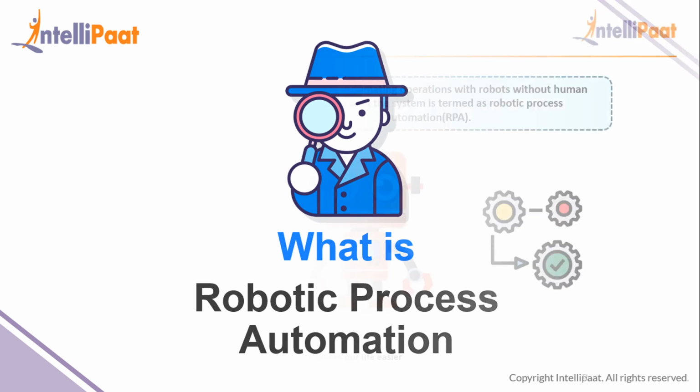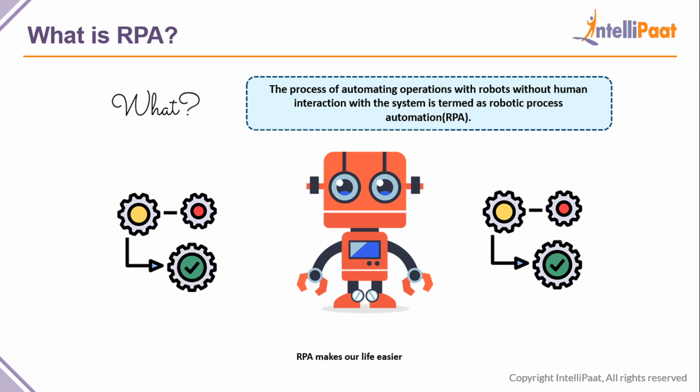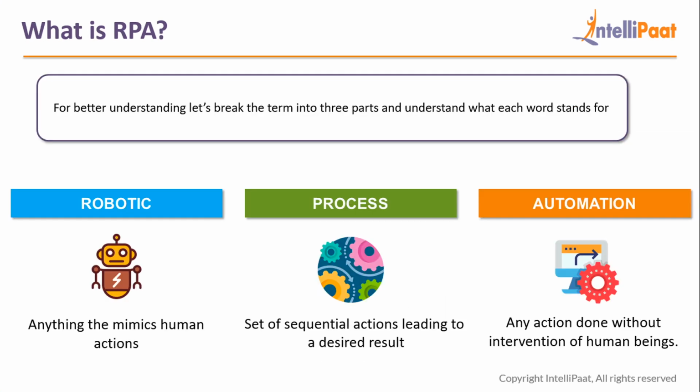Now, if we go by the definition, robotic process automation, or RPA, is the process of automating operations with robots without human interaction with the system. If you go by the definition, it's not very clear. So what I'd like to do is break it down term by term. RPA is made up of three different terms, right?